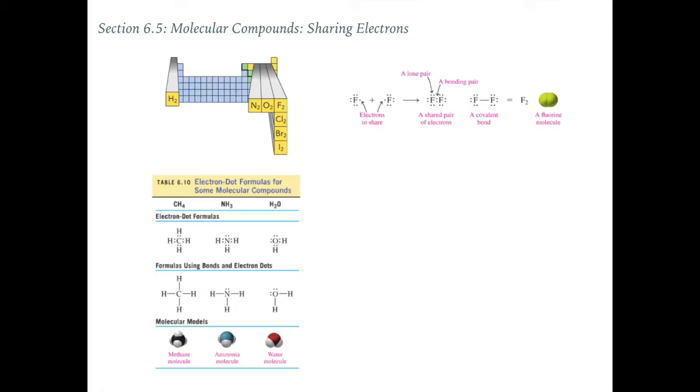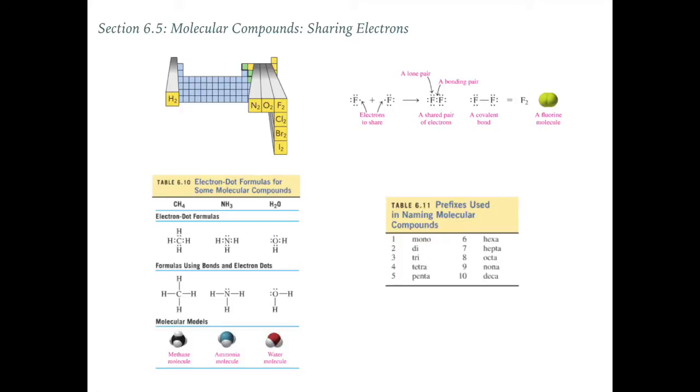Now, for naming, unlike ionic compounds where you simply write the name of the metal followed by the nonmetal, when we're dealing with covalent bonding, we have to use prefixes because we have two nonmetals. We don't have a metal and a nonmetal. Okay, so the prefix tells you how many atoms you have of a specific element. So for example, mono is 1, di is 2, 3 is tri, 4 is tetra, 5 is penta, 6 is hexa, 7 is hepta, 8 is octa, 9 is nona, and 10 is deca.